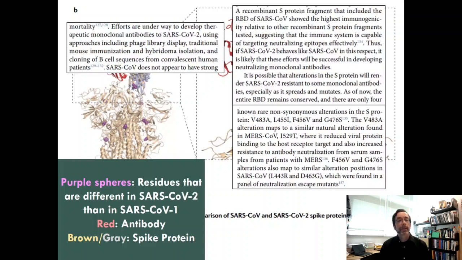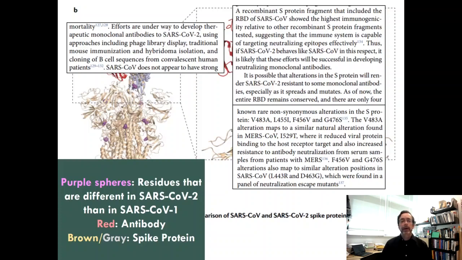Here's a little more detail about that. I just want to say that efforts are underway, including phage library display. I put that in for my biochemists. Then you do traditional things where you immunize a mouse, and then you make a hybridoma out of that. And then you can actually take human B cells that have fought it off, and you can clone those. And so the thing I want to say is there's a little bit over there.